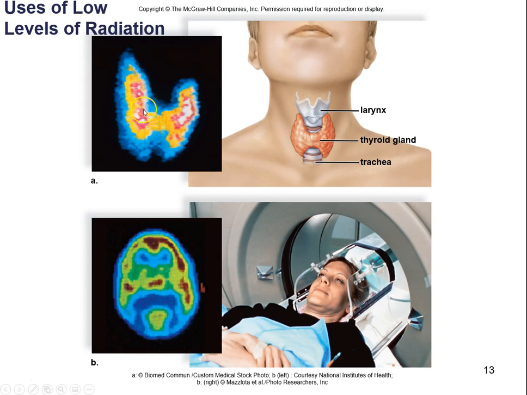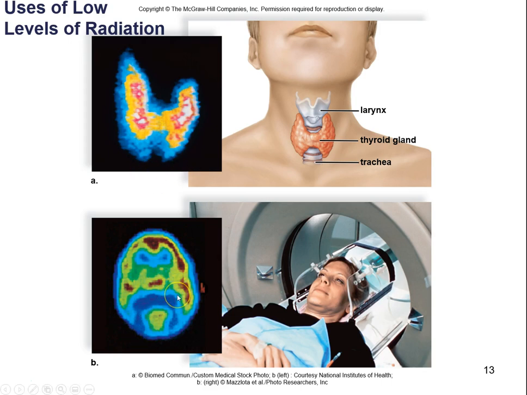So this is a way of imaging the thyroid, but also a way of assessing activity. You can see if there are normal levels of activity or not, again using low levels of radiation, meaning a small amount of radiation tagged to iodine in this case.